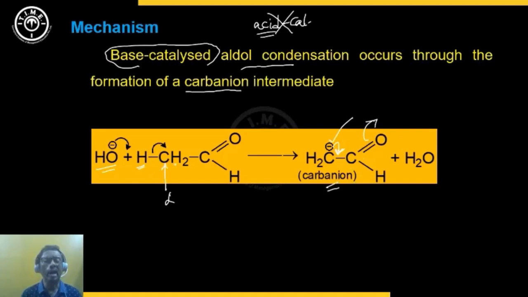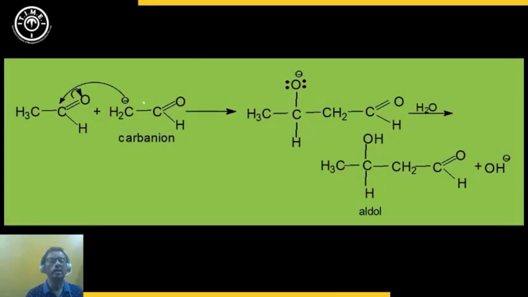And that is why the alpha carbon is losing the hydrogen, not the beta carbon. Alpha carbon will give a carbanion which is having resonance stabilization. So this is resonance stabilized because of the delocalization, right? So this is why we find that a carbanion in the aldol condensation is a stabilized intermediate. Clear? Now, this carbanion will take up the second molecule.